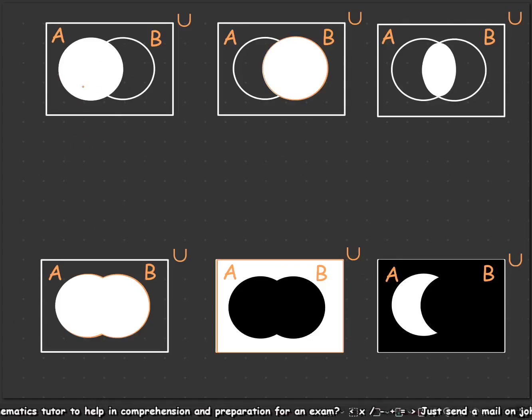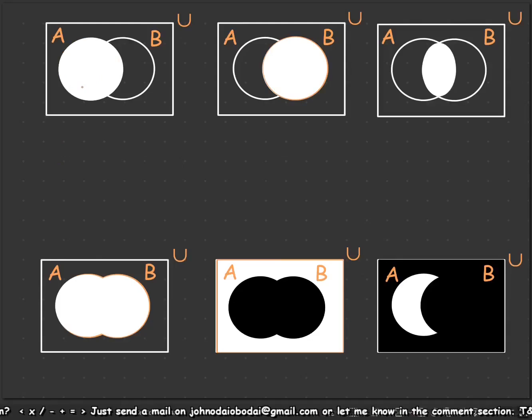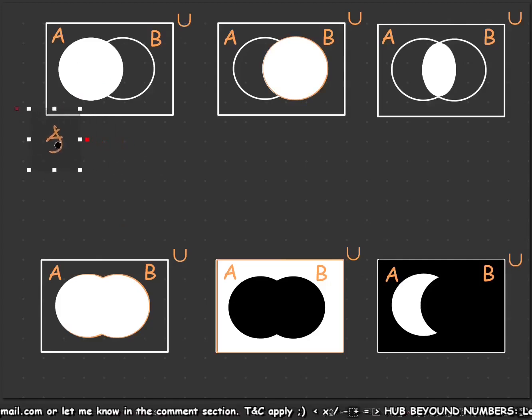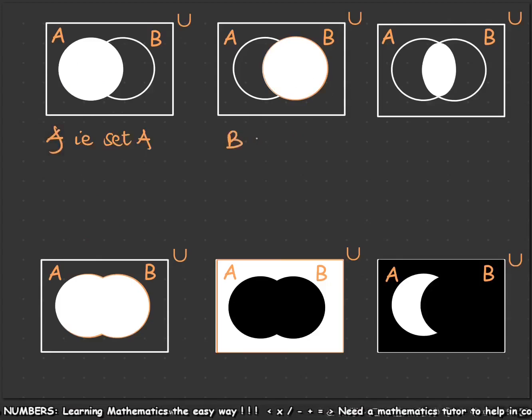For this first one, as with most of the Venn diagrams I have drawn, our region in focus is the one in white. This white here represents everything you have in A. So we call this set A. You get it? In English, we just write set A. Now, it is obvious that the second one here is then going to be B.